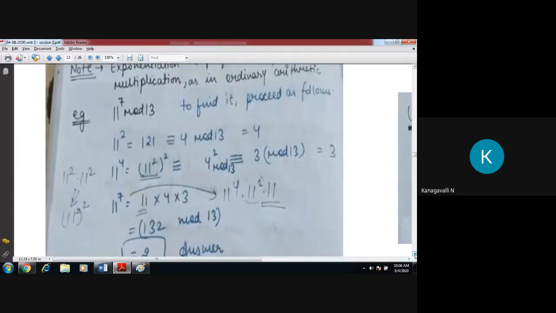See, if you are calculating 11 power 7 mod 13, right? In the normal way, what are we doing? 11 into 11 into, you are multiplying 11 seven times, right? Then you get one result, then after that, taking your modulo, right? That is the longest way of repeated multiplication, right? So reduce our multiplication in this modulo part. You have to do that.